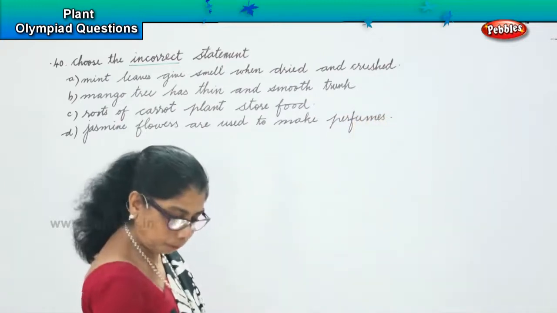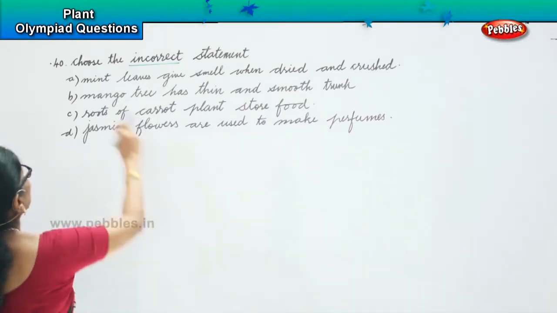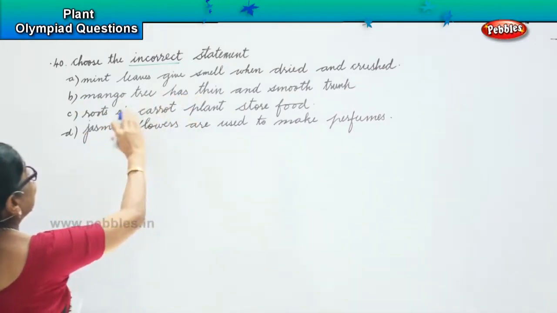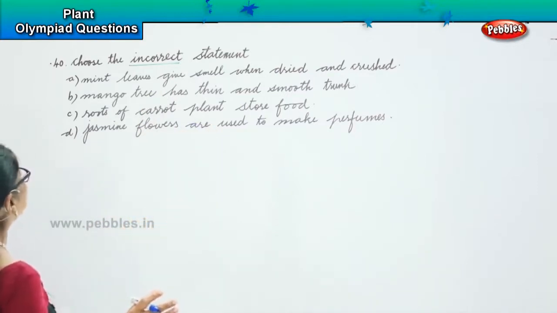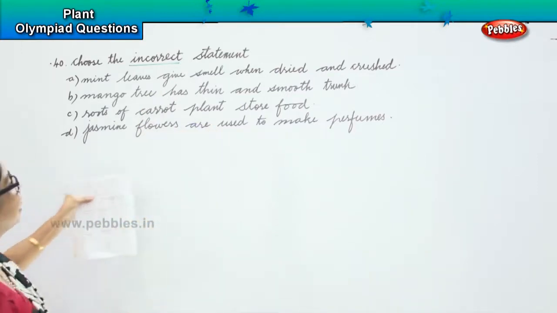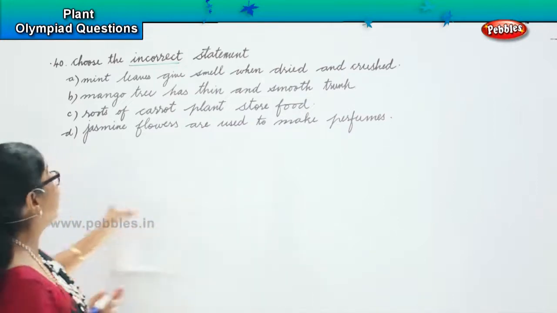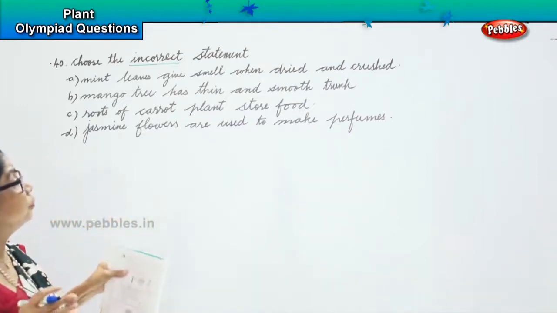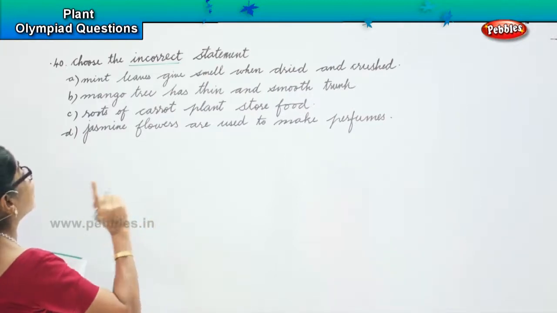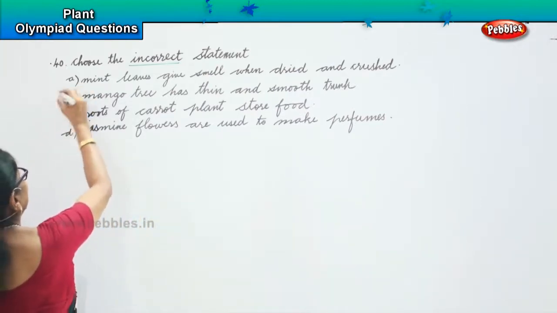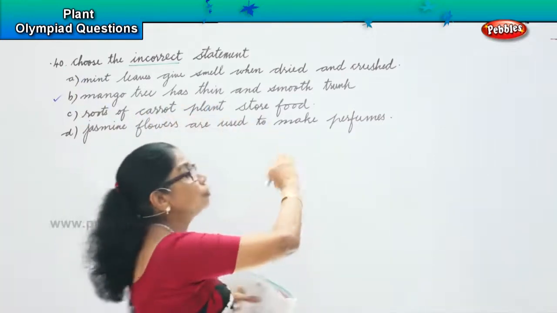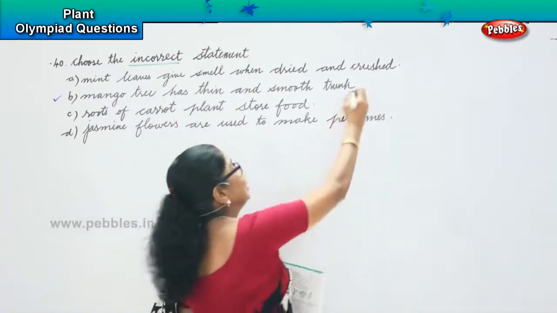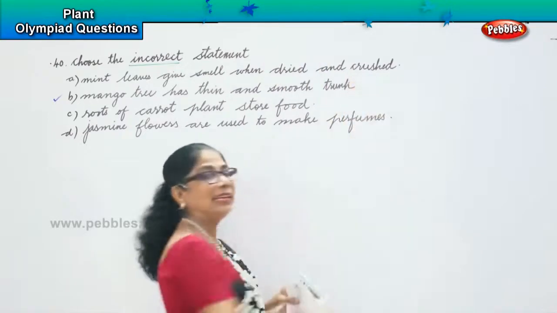Okay. Choose the incorrect one. Mint leaves give smell when dried and crushed. Yes, that's the right one. Then roots of carrot plants store food in it. Correct. Jasmine flowers are used for making perfumes. Yes. They're asking for incorrect statement. Option B says mango tree has thin and smooth trunk. So this is the right answer because it is incorrect.